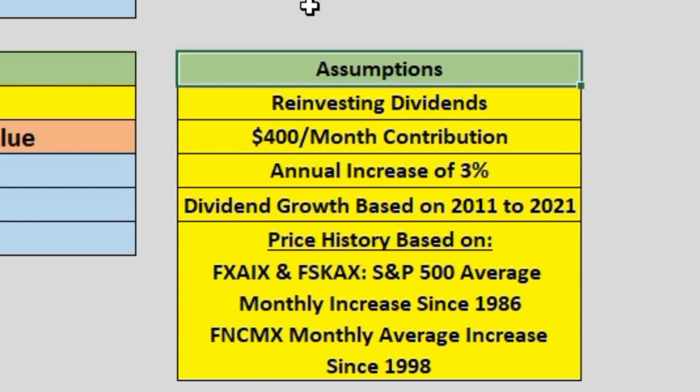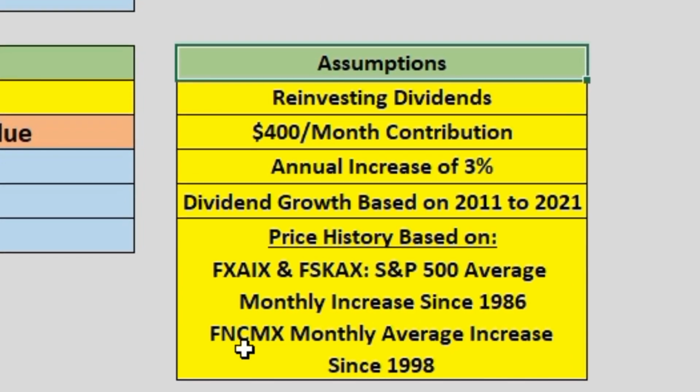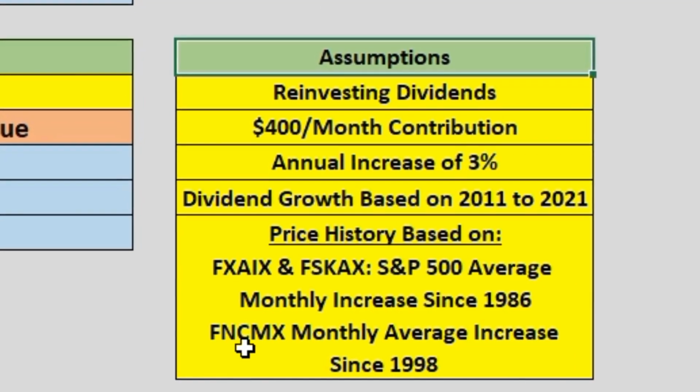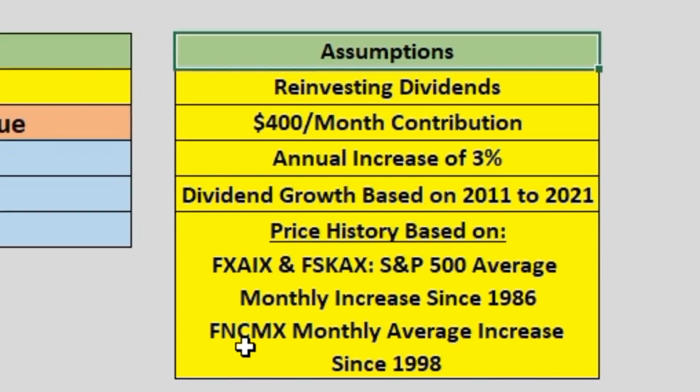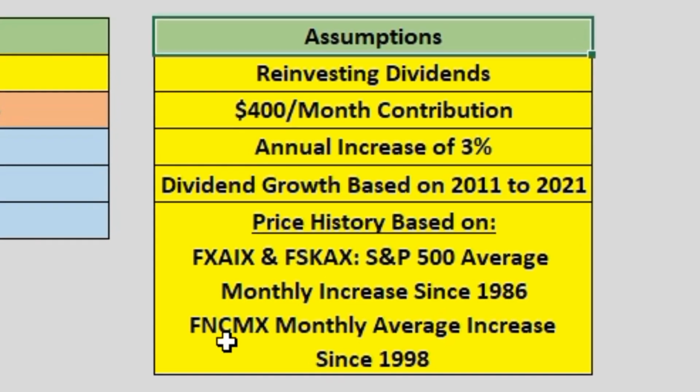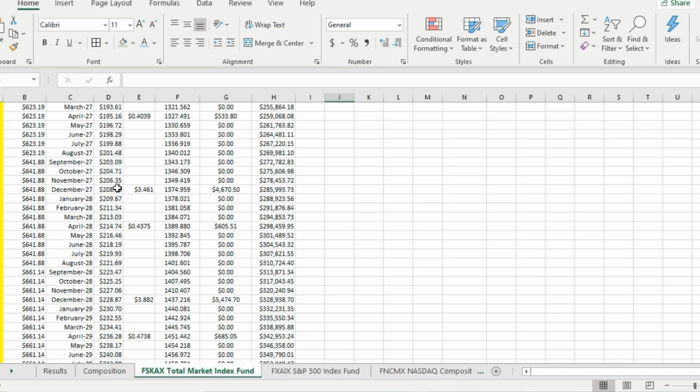And then for the price history, since we don't know what's going to happen from 2021 through 2031, we took an actual price history and then averaged it. For the S&P 500 and the total stock market, we took a look at the S&P 500 monthly average since 1986, and we applied that average to those 10 years. And just for your awareness, that price increase was 0.80% every month. We applied that to both the S&P 500 and the total stock market.